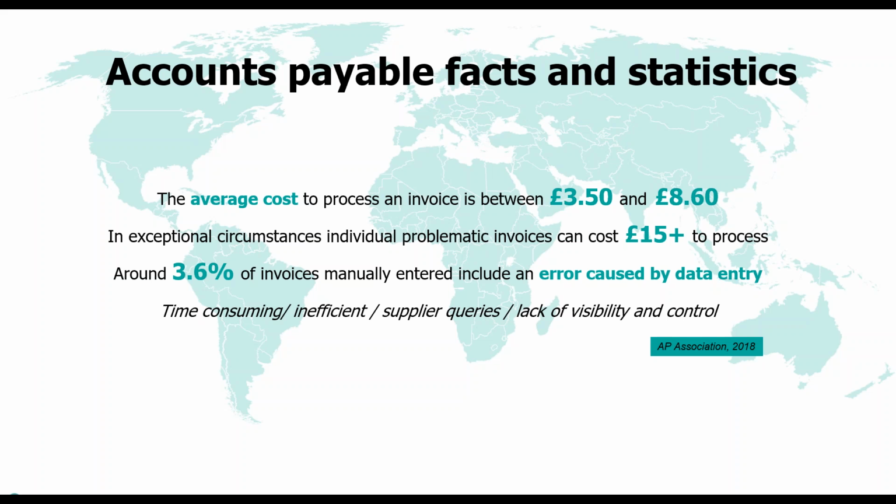This was highlighted in a survey conducted of over 500 UK finance professionals, where the main findings were that their manual AP processes were time-consuming, they suffer from process inefficiencies, they receive lots of supplier queries around the invoice status, including late payments, and they suffer from a general lack of visibility and control, with these issues causing problems across the business. So what we are going to be looking at today is how iComplete can help you to transform this.